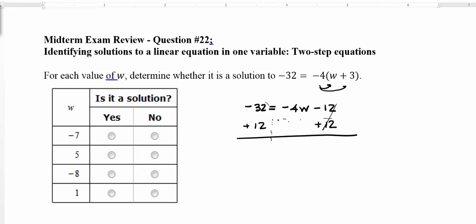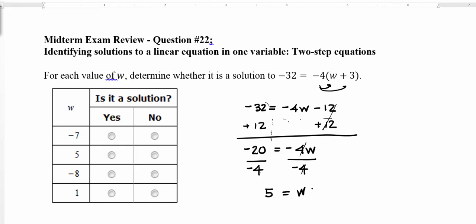So this cancels. Negative 32 plus 12 is negative 20 equals negative 4w. The last thing I do in solving my equation is I divide by the coefficient of my variable, which is negative 4, on both sides. These cancel to give me 1, so I get w equals, and I have a negative 20 divided by a negative 4, so the answer is going to be positive, and it's going to be positive 5.